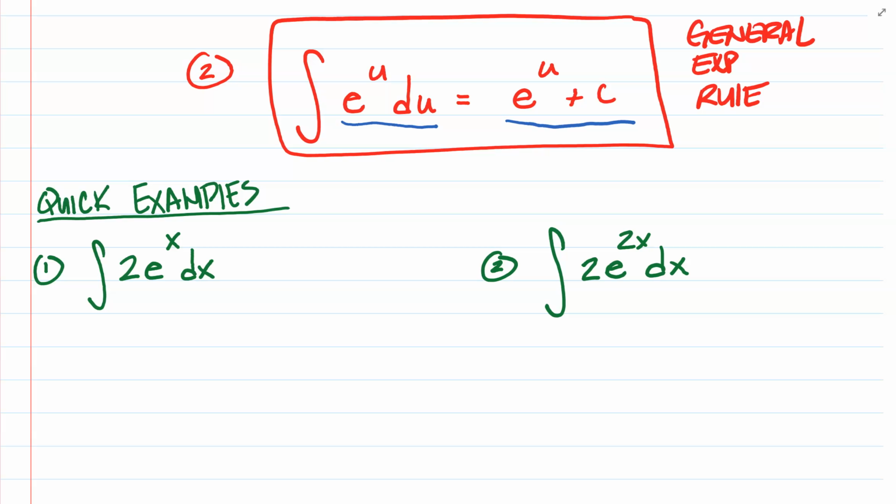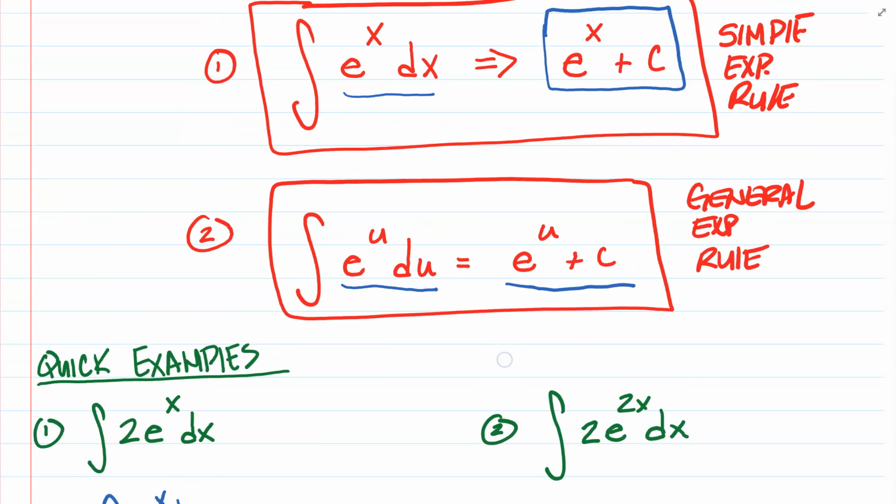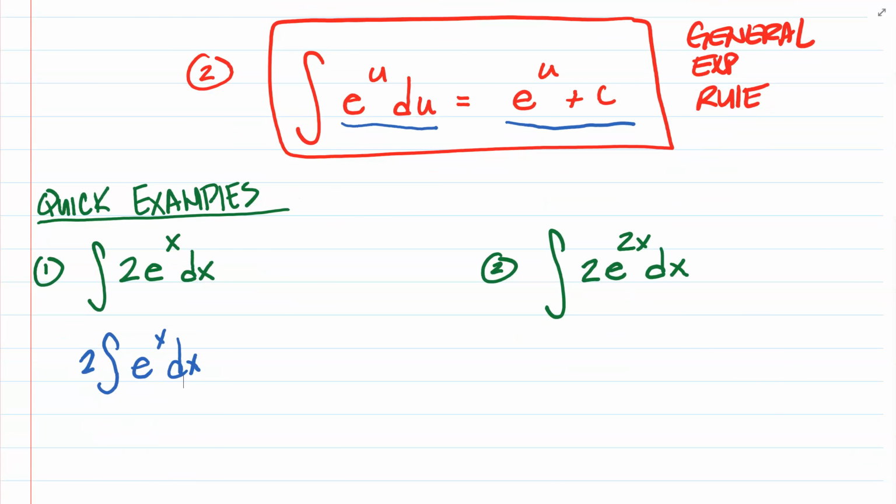So number 1, here's a quick example. Let's go 2 e to the x dx. Well, we know from before that we can pull a constant through. So this is just 2 times the integral of e to the x dx. And then the rule says the integral is just e to the x plus c. So this gives me 2 times e to the x plus c. It's really that easy.